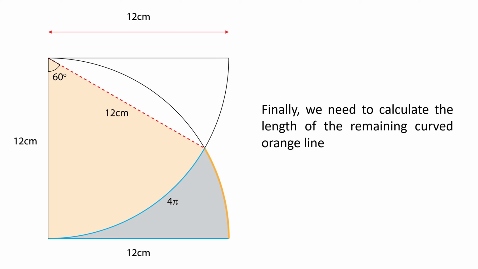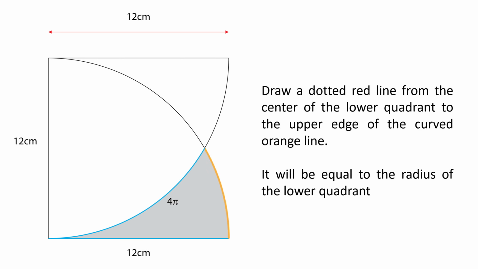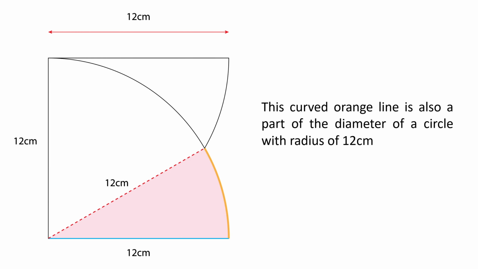Finally, we need to calculate the length of the remaining curved orange line. Draw a dotted red line from the center of the lower quadrant to the upper edge of the curved orange line. It will be equal to the radius of the lower quadrant. This curved orange line is also a part of the circumference of a circle with radius of 12 cm.